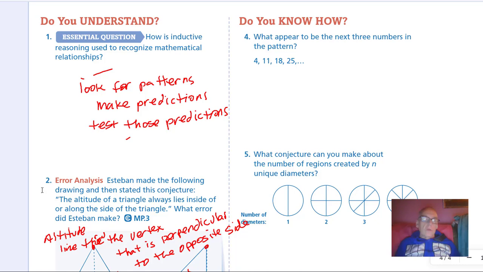Okay, let's look at the do you know how section. What appears to be the next 3 numbers in the pattern? Okay, so I would maybe look for constant differences here. 4 plus 7 makes 11. 11 plus 7 makes 18. 18 plus 7 makes 25. We can see that the next 3 numbers are all gonna go up by 7. Just continue the pattern. So 25 and 7 is 32. 32 and 7, 39. 39 and 7, 46. And the pattern goes on.